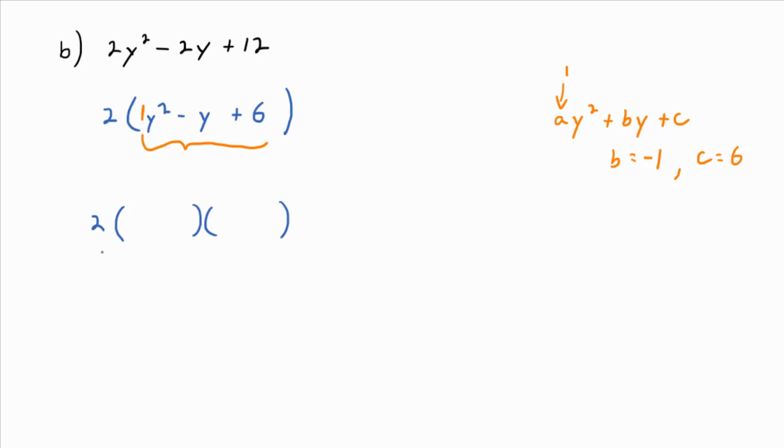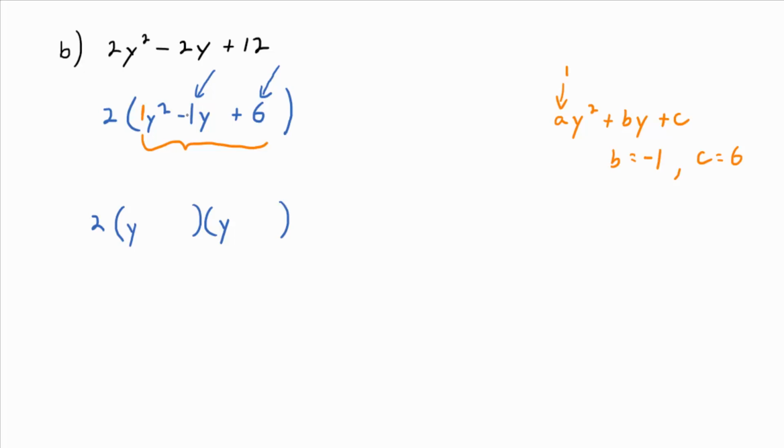What's going to be the first term? So think first, outer, inner, last. What's going to be the first multipliers? Y and y instead of x and x, right? And then you need two numbers whose product is 6 and whose sum is what? -1. Think of it as -1 as the coefficient of y to the first power. So you got to get the negative right here.